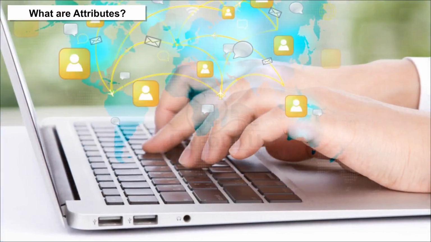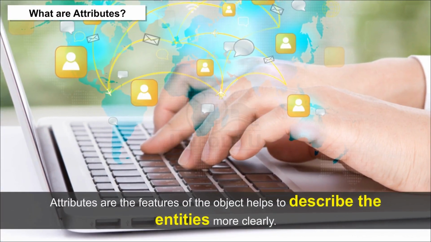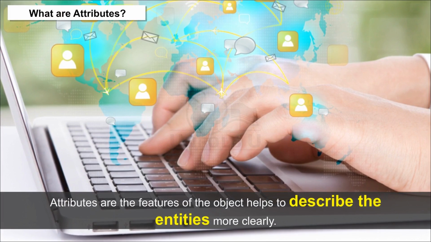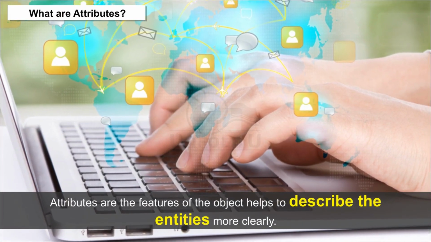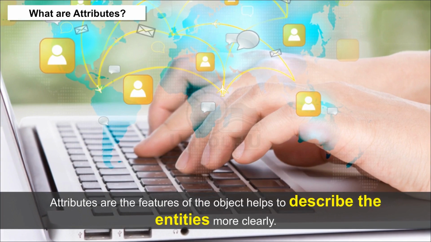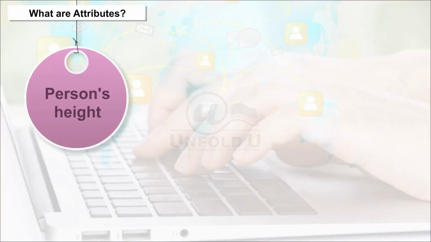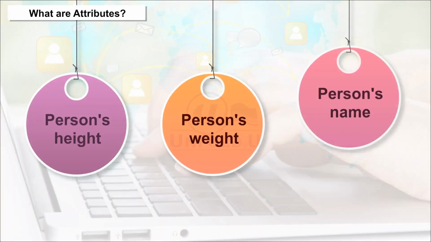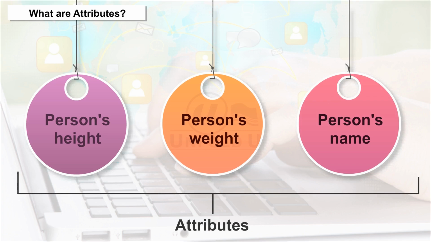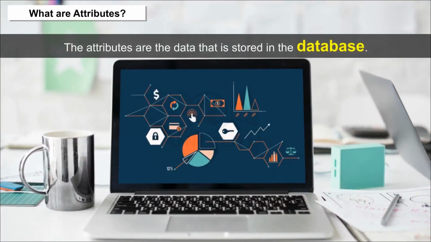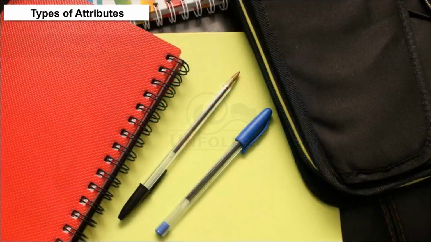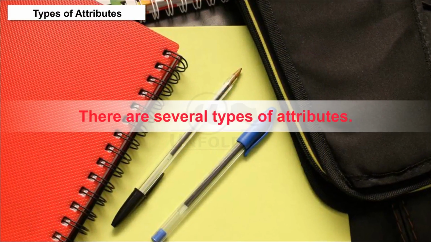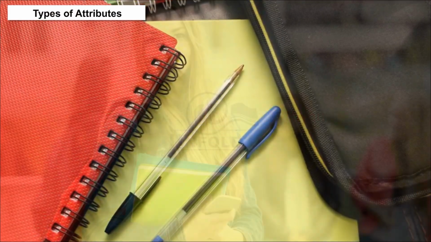What are attributes? Attributes are the features of the object, which help to describe the entities more clearly. For example, in case of a person, his height, weight, name, etc. are attributes. The attributes are the data that is stored in the database. Types of attributes. There are several types of attributes.